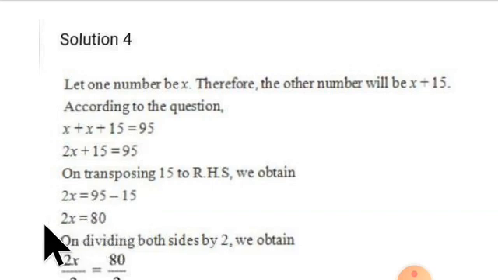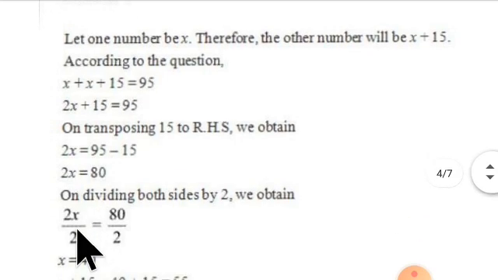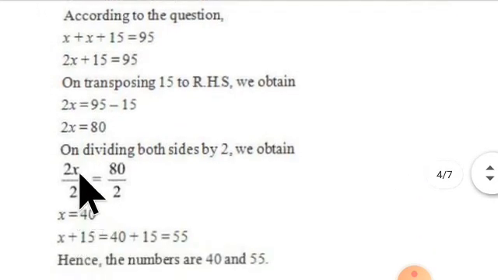Now 2 is multiplied by x, so we will divide by 2 on both the sides. On dividing both the sides by 2, we will get 2x upon 2 equal to 80 upon 2. So x is equal to 40. Now first number is x is equal to 40. The other number is x plus 15, so it will be 40 plus 15. In place of x you will put 40. 40 plus 15 equal to 55. Hence the two numbers are 40 and 55.